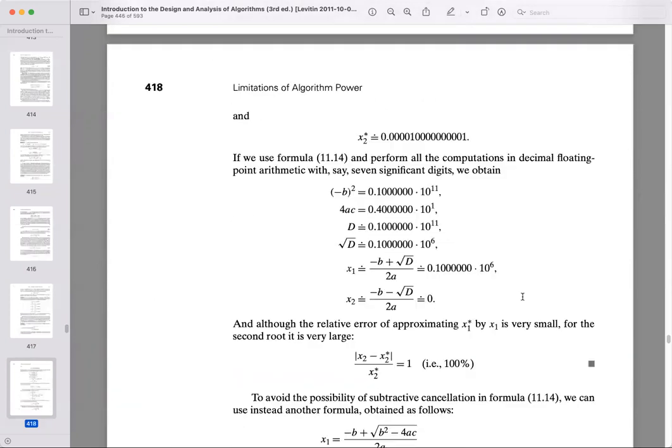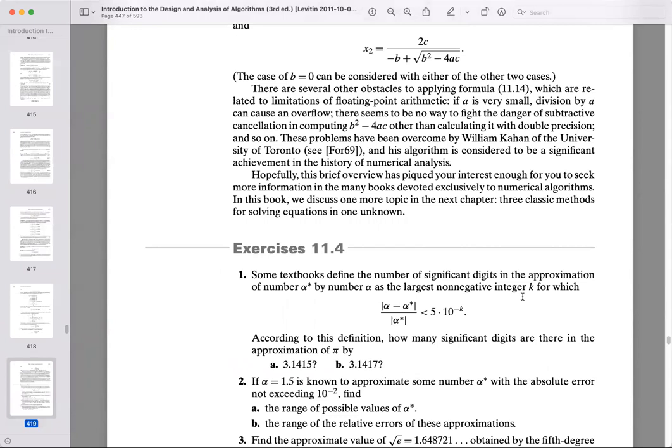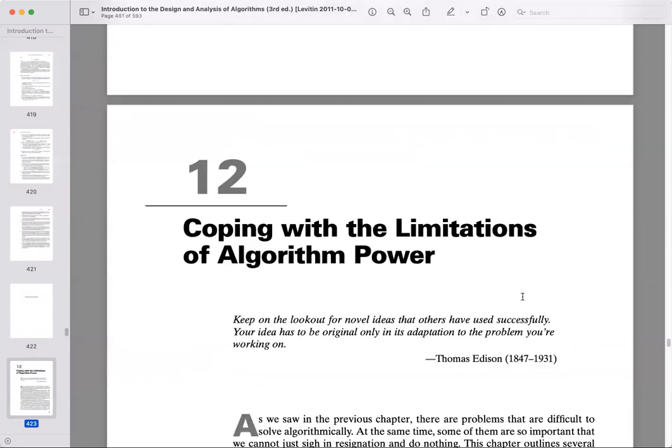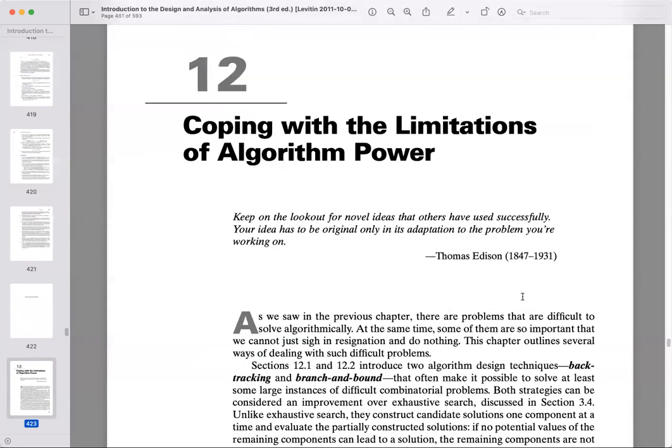Next week, we're going to finish up on chapter 12, on coping with the limitations of algorithm power. We now know we have some issues in solving all problems in a polynomial fashion. So the question becomes, practically speaking, what are we going to do about it? Chapter 12 will talk about some techniques we have for trying to figure out what we're going to do about it.